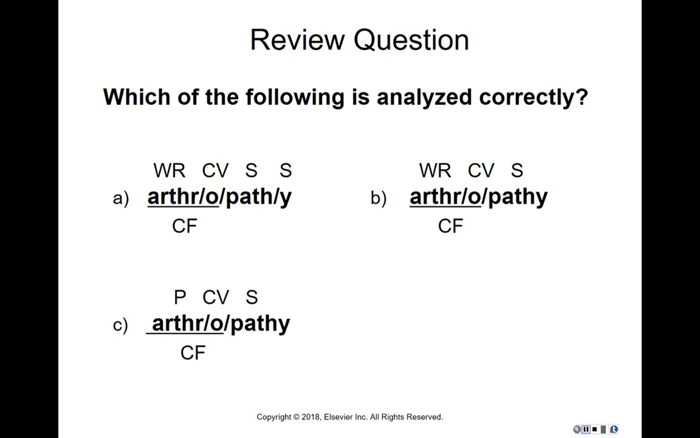So let me just quickly tell you why the other ones are not correct. Well, in letter A, this Y is not a suffix. The whole pathy is the suffix, not just path and then Y. There will never be two suffixes ever, okay? And then in this case, arthra is not a prefix, it is a word root, so that's why this one is wrong. So B is your correct answer.